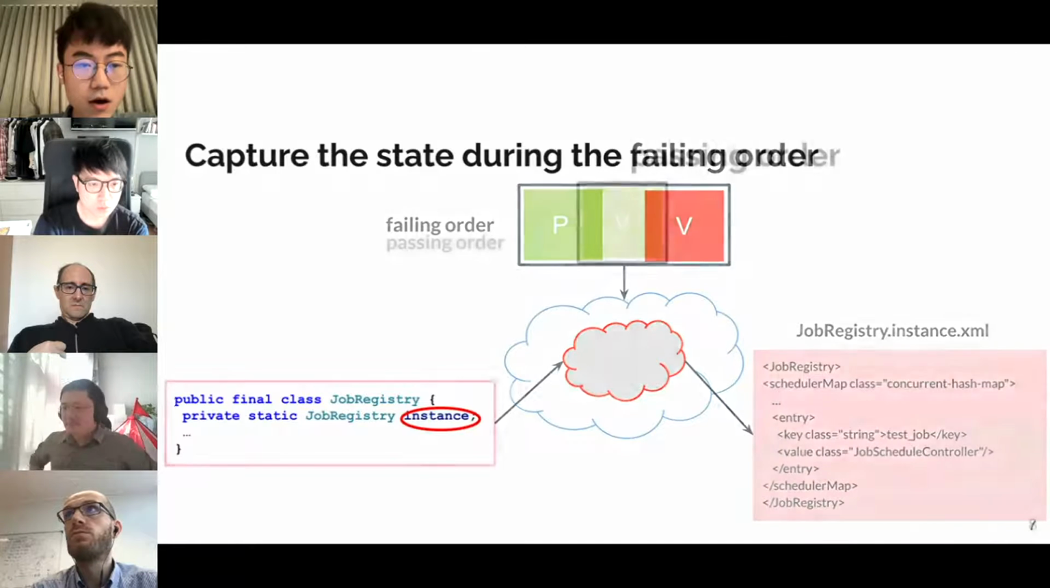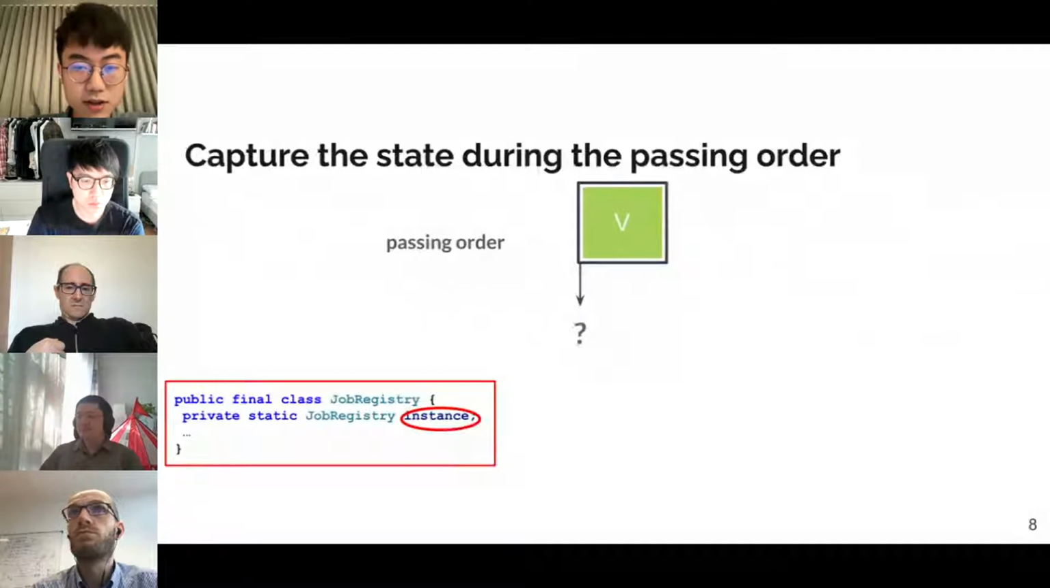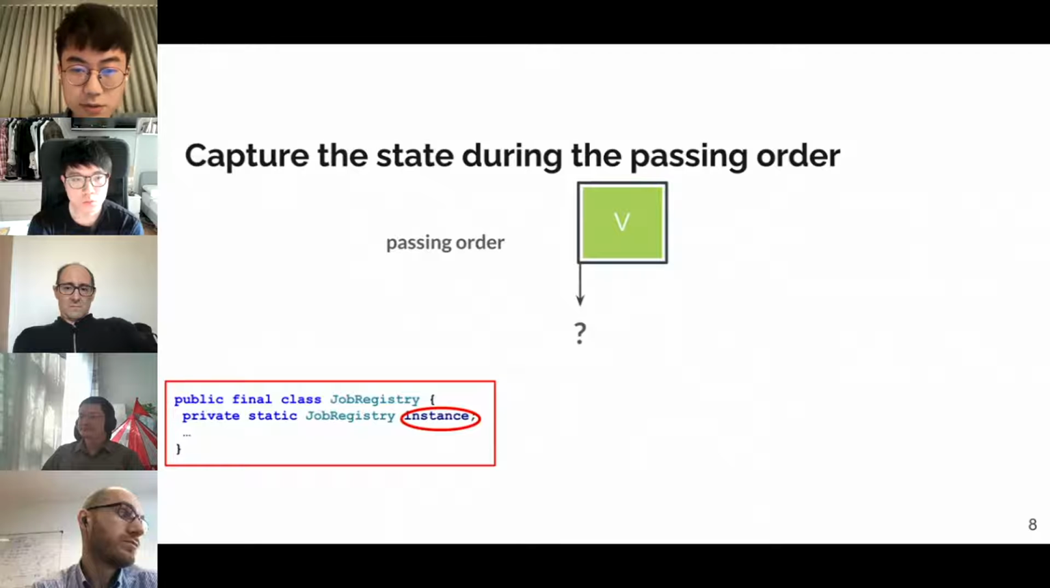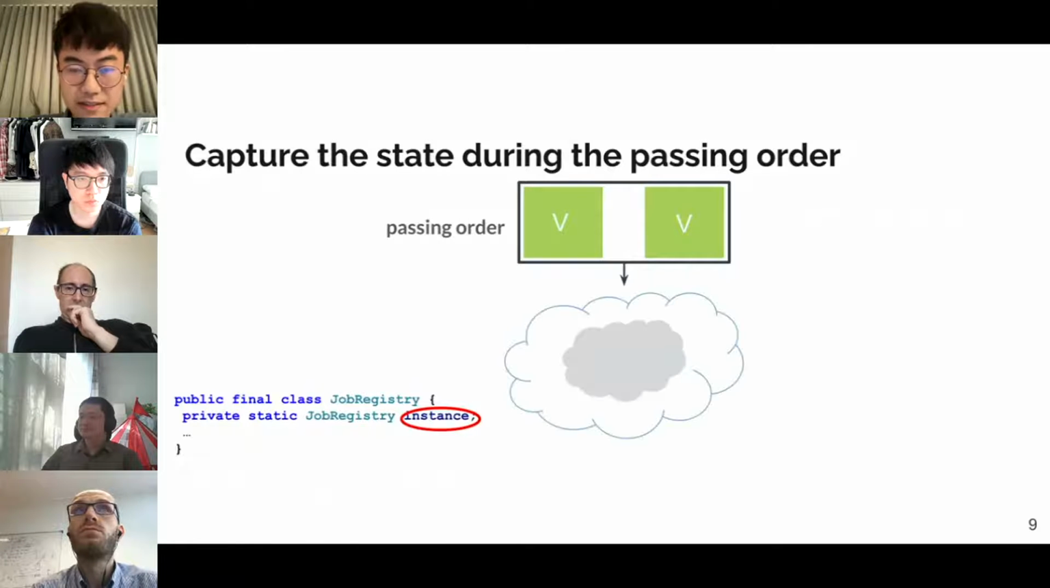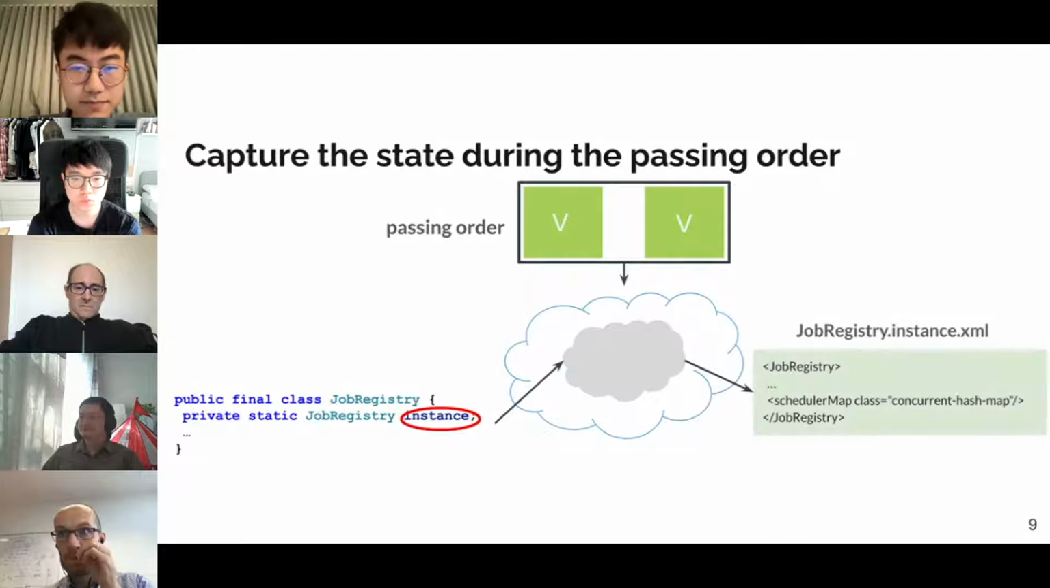When capturing the state during the passing order, we cannot do it in the same way, because if the victim is the first test to run, all the classes that the victim depends on have not been loaded yet, because Java uses lazy class loading. Thus, we propose a new passing order to run the victim twice. At this time, we capture all the static fields in the loaded classes after running the victim once in the passing order, and then serialize them into an XML file for later use again.